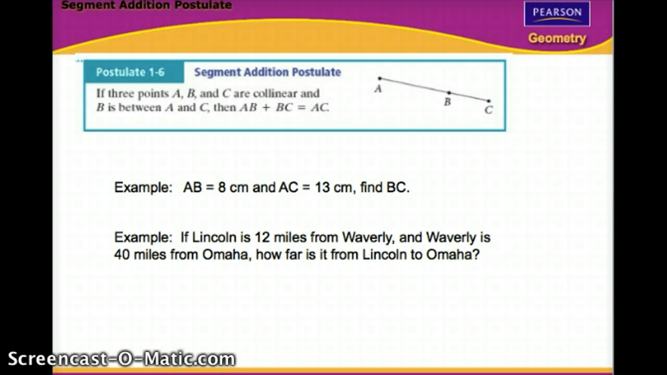Now pay close attention. AC in this case is the total. So if AB is 8, then that would make BC 5 in order to get the total length of AC to be 13 centimeters. Think you're going down the road.